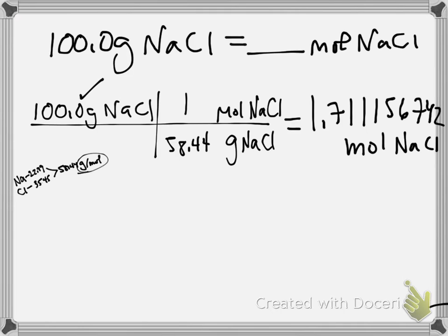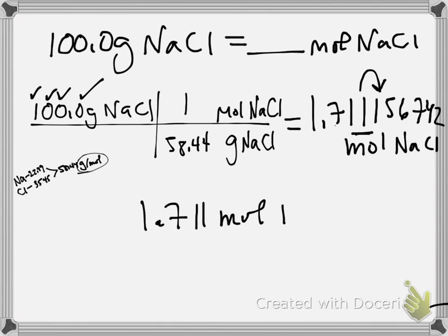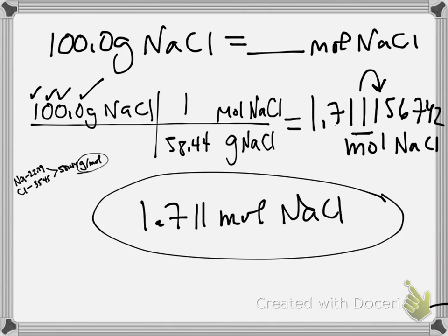This 0 is significant. It's a 0 after the decimal. It's telling you with what precision that measurement was taken. So we have 4 sig figs, 1, 2, 3, 4. So we're going to round that 1 based on the digit that comes after it. Since we're rounding that 1 based on the 1, it stays. So we have 1.711 moles of sodium chloride.